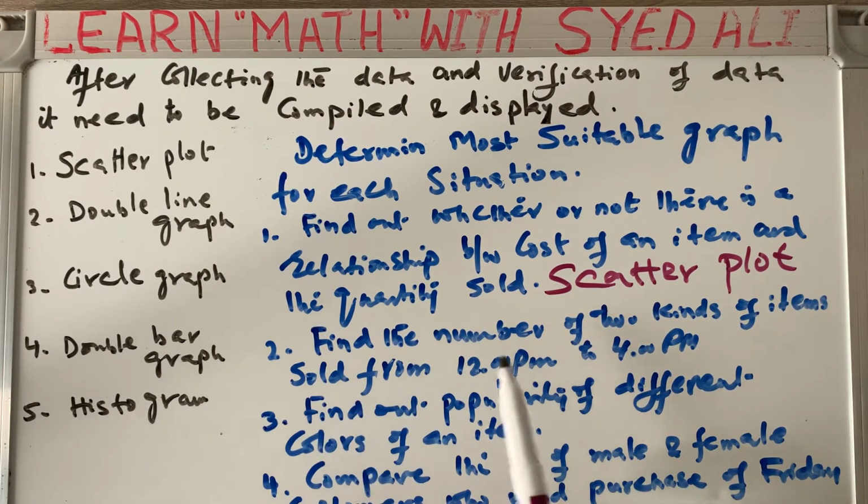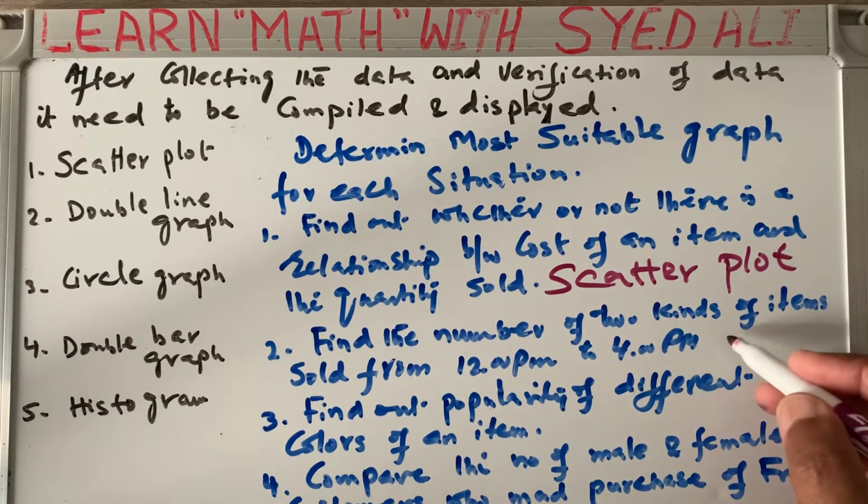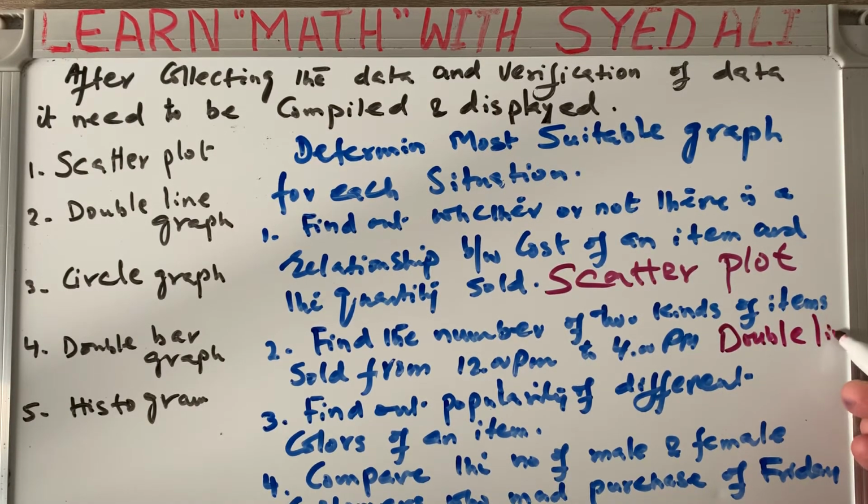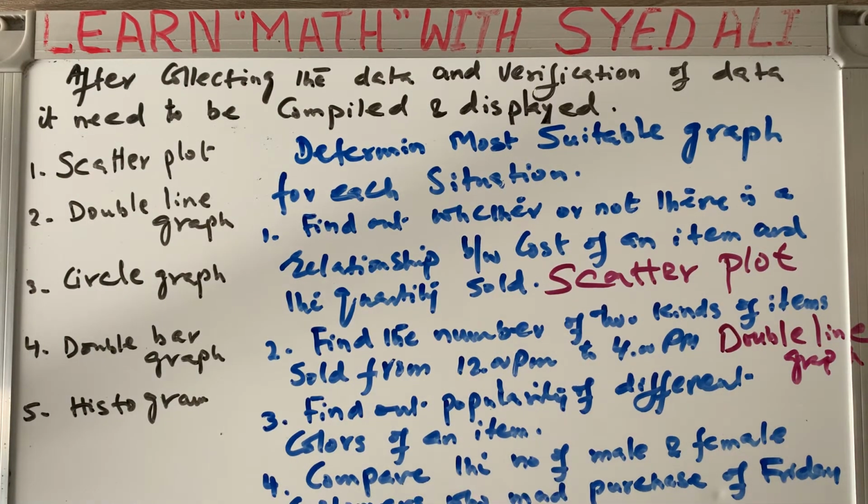Number 2: find the number of two kinds of items sold from 12 p.m. to 4 p.m. Two kinds, right? What we discussed in this video: a double line graph displays two sets of continuous data, and the best way to represent that data is a double line graph. So I will write double line graph. For number 2 it is the double line graph, because it is most suitable to display two sets of continuous data.